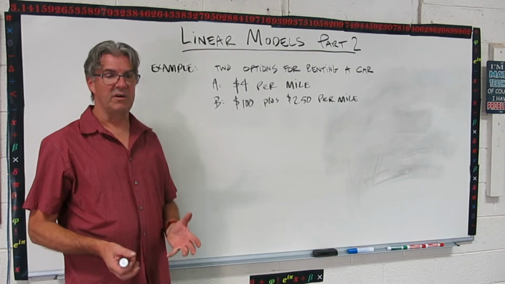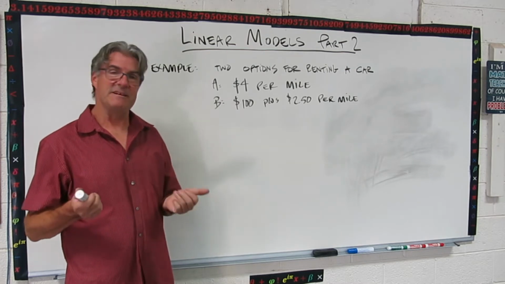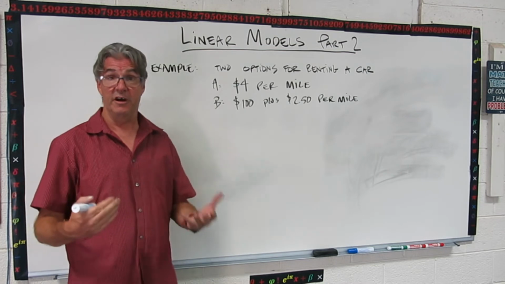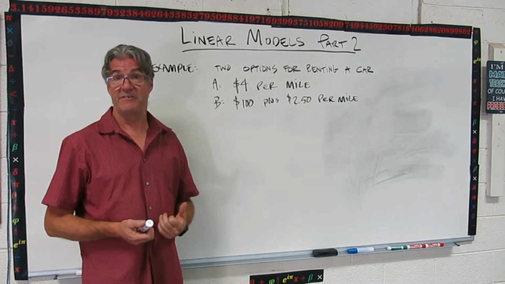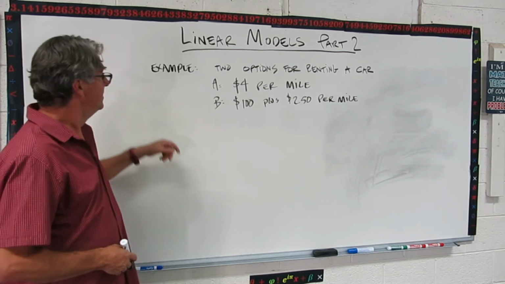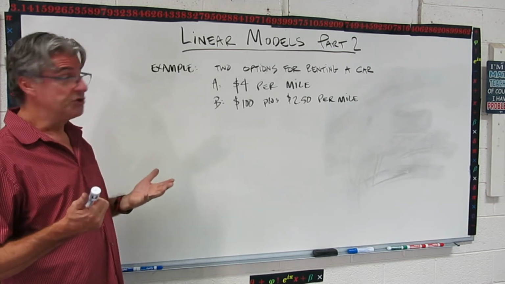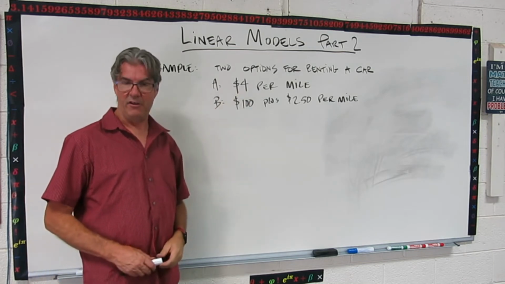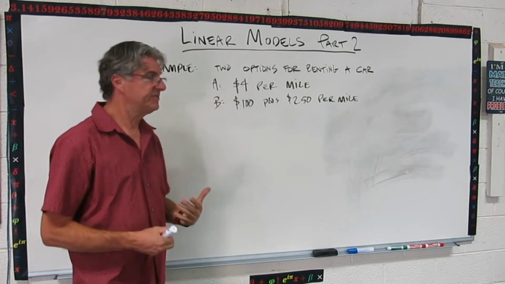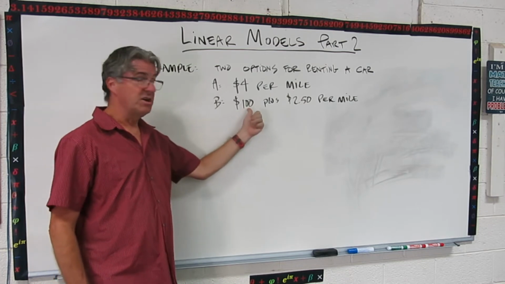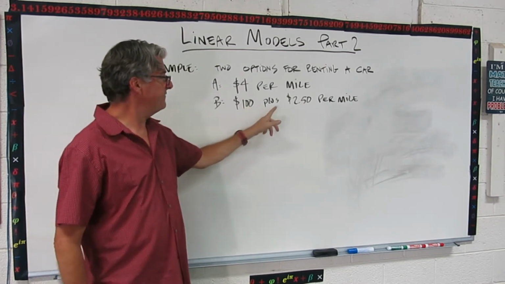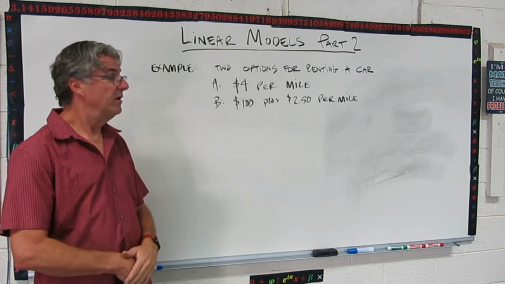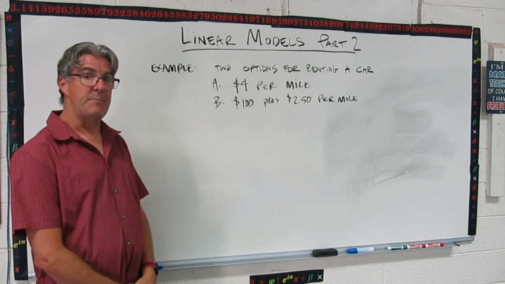Okay, let's do an example. This is something that you actually might need to decide in your adult life. Let's say you flew somewhere for a conference and you've got to rent a car to get around town while you're there. In this case, you're given two options for renting your car. Option A, $4 per mile. Every mile you drive, you pay $4. Option B, you have an upfront cost of $100, and then after that, it's $2.50 per mile. So right now, I want you to pause the video and tell me which one you think is the better deal.